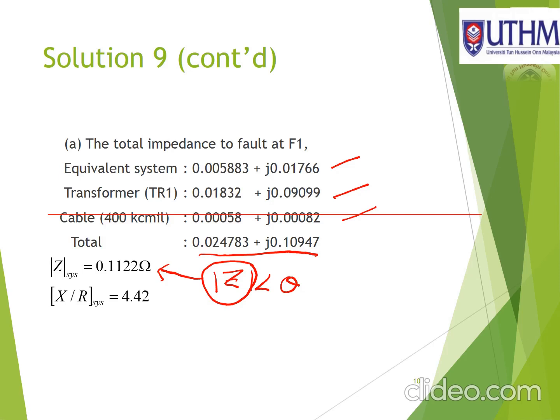Then we have to calculate the X/R ratio of the system. This is to get the X/R for the whole system from the source to the F1 fault. So we get the 4.42 value. X we refer to this one, and this one is referred to R.